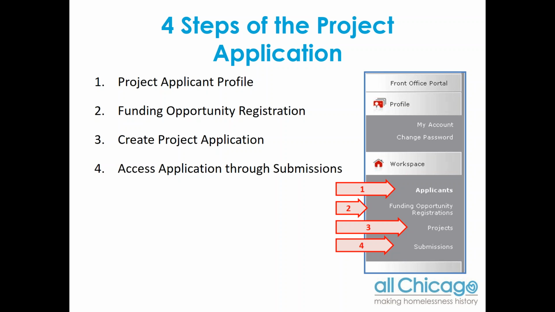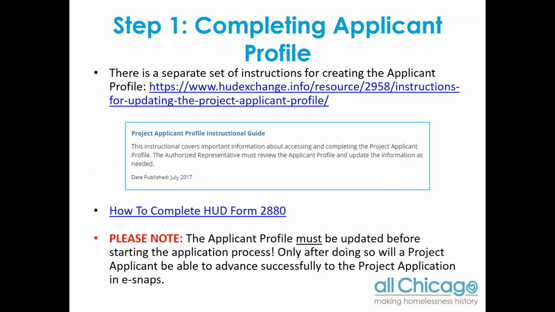So we'll walk through each of these steps and focus more on the new project application step, of course. So we're only going to have, I think, one slide here about the applicant profile, since most of you have already done this. But there is a separate set of instructions for creating the applicant profile for those that have not done this yet. There's an instructional guide, and then there's also a guide on how to complete the HUD Form 2880, which you're new, so you're not necessarily going to know how this changed this year, but a lot of questions were received during the renewal application about this.